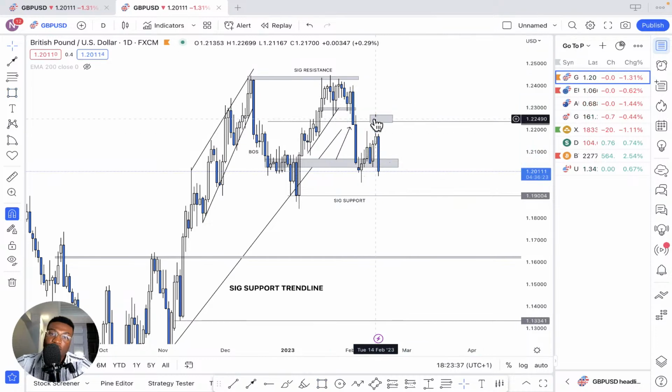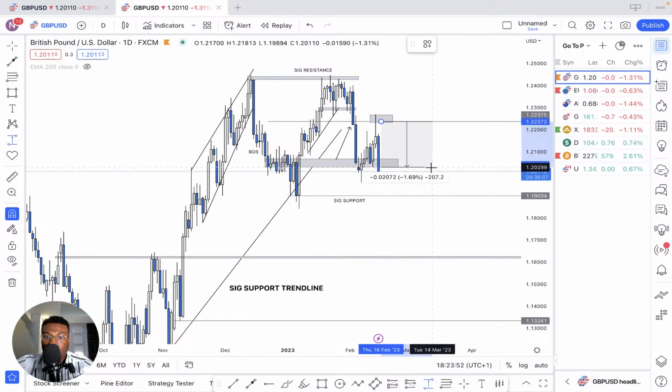Okay, so it started reversing from here. The bears took over, brought the market way down to this point. So this was a good opportunity to place a sell trade and make some profit. About 200 pips in profit on this trade.